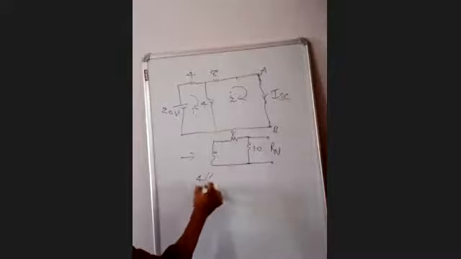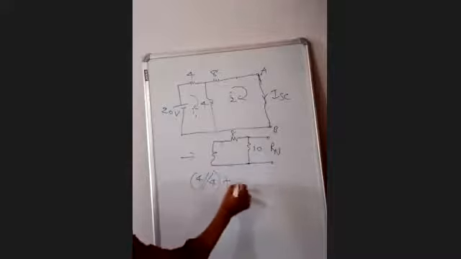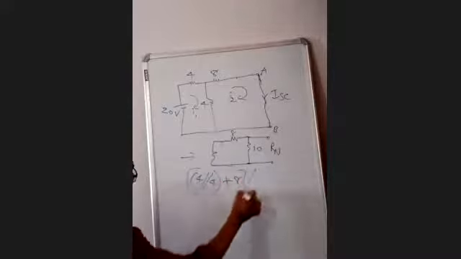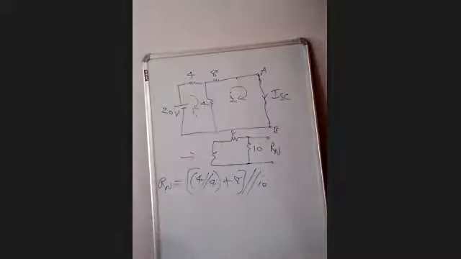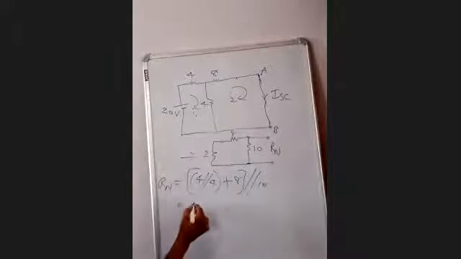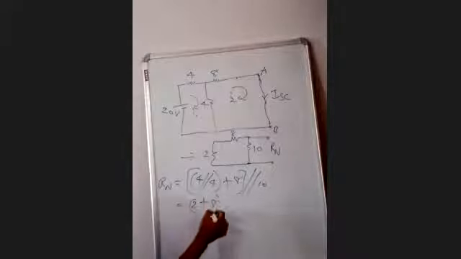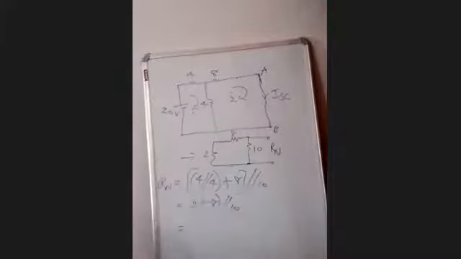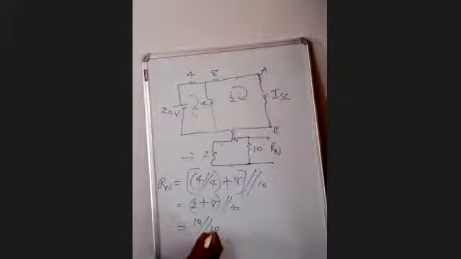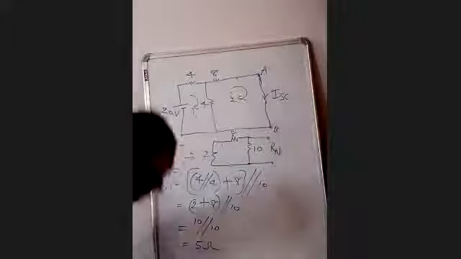4 and 4 are in parallel, in series with 8, in parallel with 10. R_N is equal to 4 and 4 in parallel, which will be 2. Now this 2 is coming in series with 8. Now 10 and 10 are in parallel. Your R_N is 5.